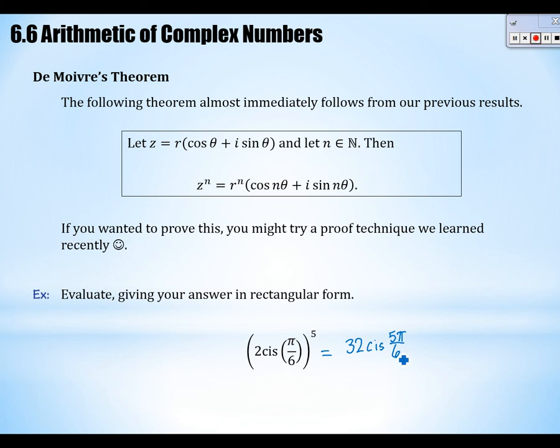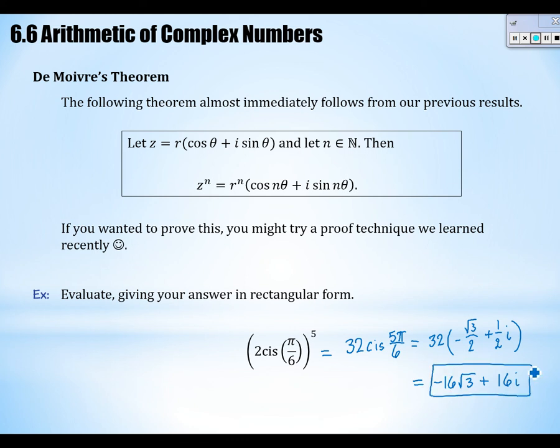The hard part now is getting this back into rectangular form and thinking about our trig from first semester. All right, so that'd be 32, because it does say put it in rectangular form, so let's do it. That'd be 32 times the cosine of 5 pi over 6, which is negative root 3 over 2, and the sine of 5 pi over 6 is positive 1/2. All right, and then let's clean that up a little bit. Negative 16 root 3 plus 16i.